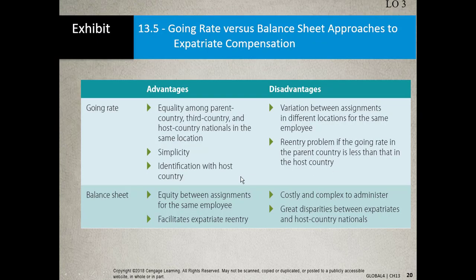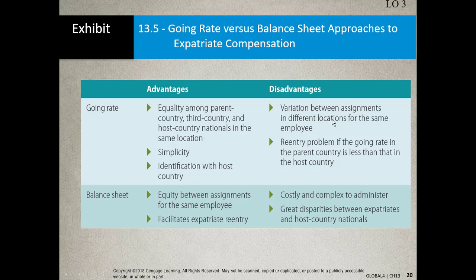I hope you found that interesting. And so let's look at the pros and cons for the going rate versus the balance sheet. So you could see that for the going rate, the first one we discussed, the parity, right? The equality among parent country, third country, and host country nationals in the same location is a plus. It's simple, and identification with the host country is another plus.